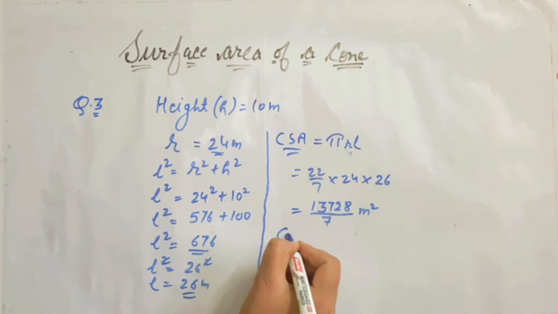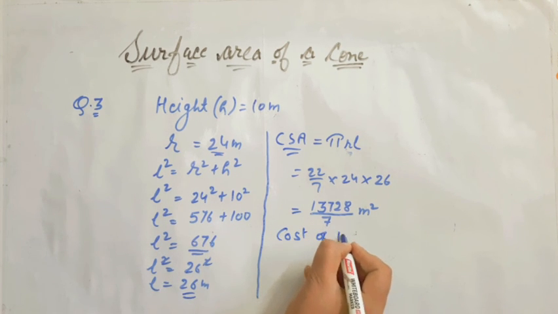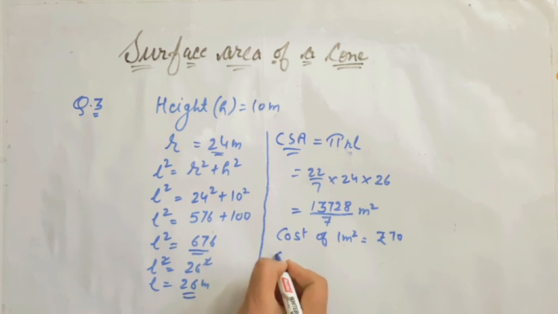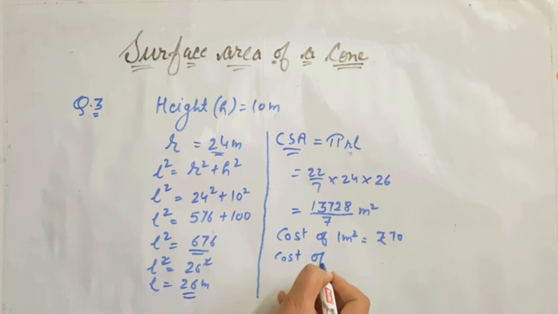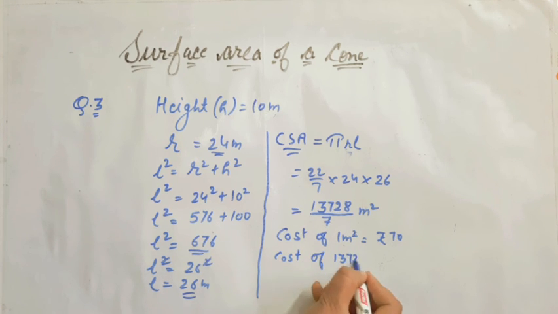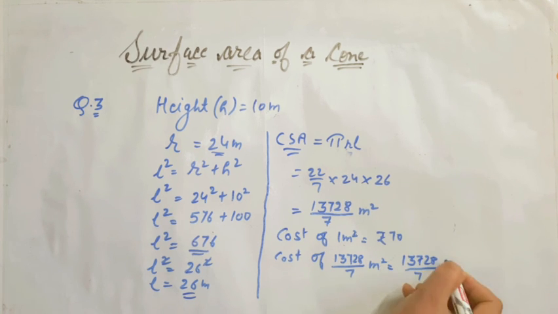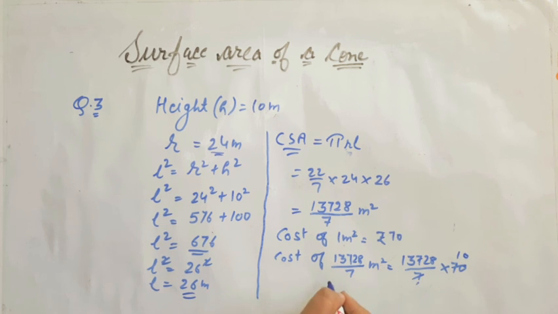Now the cost of 1 meter square is given as rupees 70. So the cost of the total area, the cost of 13728 upon 7 meter square, will be equal to 13728 upon 7 multiplied by 70. So 7 tens are 70, and the answer will be equal to 1,37,280 rupees.